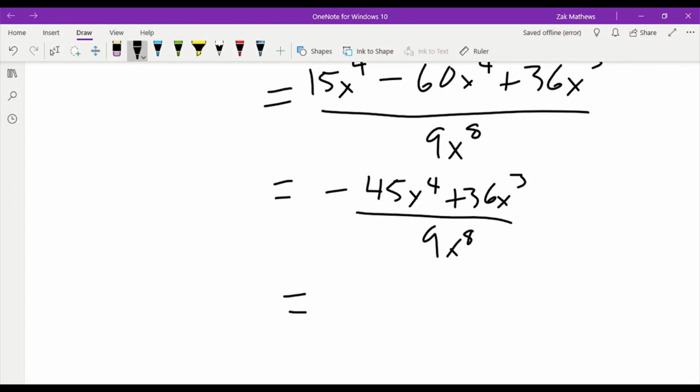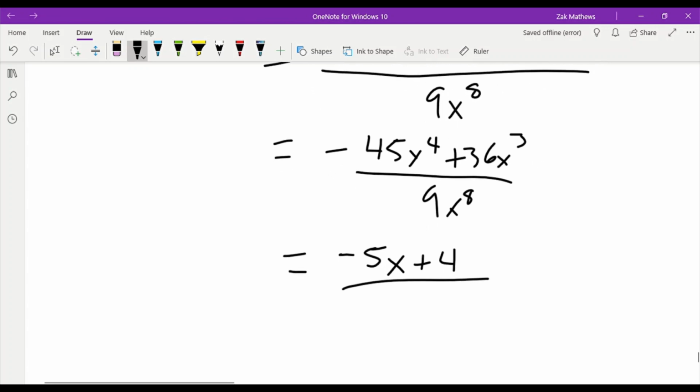All of these terms are divisible by 9, in fact, 9x to the third. So 45 divided by 9 is 5, and it's still negative. X to the fourth divided by x to the third will be x. 36 divided by 9 is 4. X to the third divided by x to the third is just 1. And then in the bottom, 9 divided by 9 is 1. X to the eighth divided by x to the third is x to the fifth. And that would be our final answer.